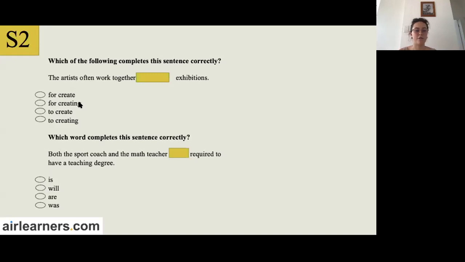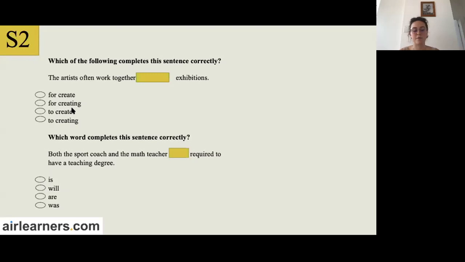So let's try the next two options. The artists often work together to create exhibitions. That sounds all right. Let's try the last one as well. The artists often work together to creating exhibitions. Now that's a verb, it can't follow that directly. And you can probably hear that that sounds wrong instantly because it's not a proper sentence structure. So that means that the third option is correct. The artists often work together to create exhibitions.